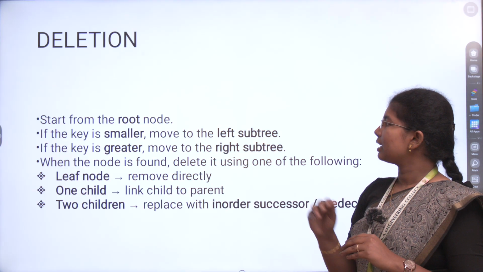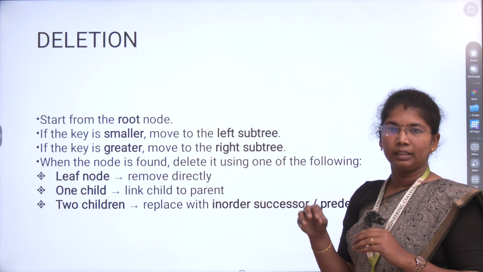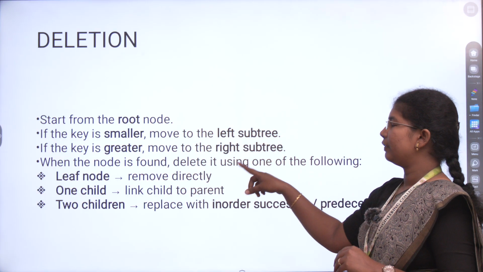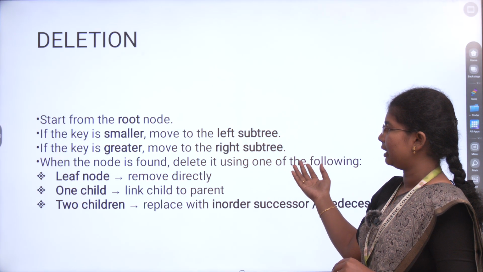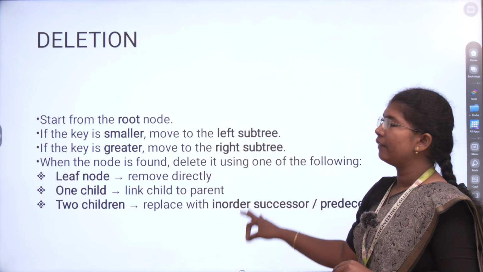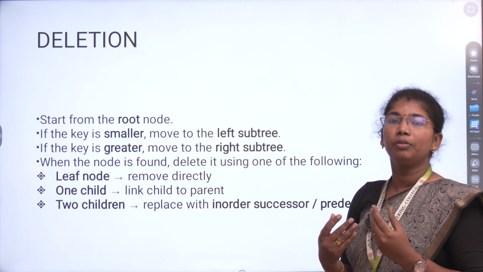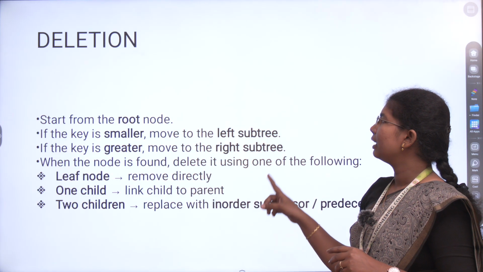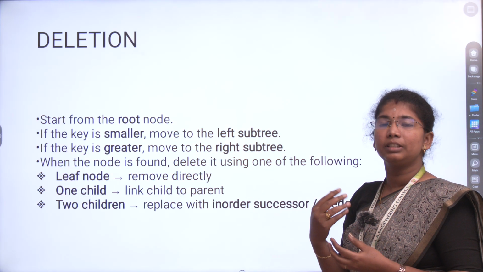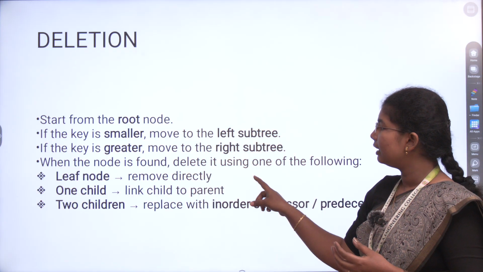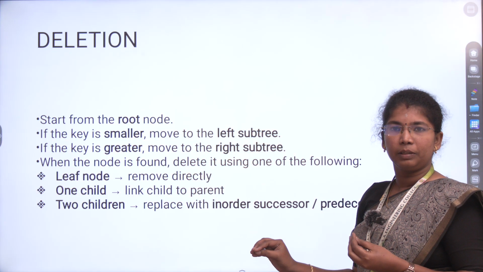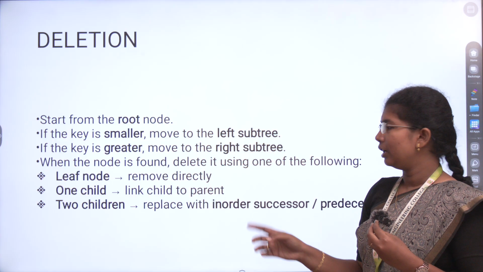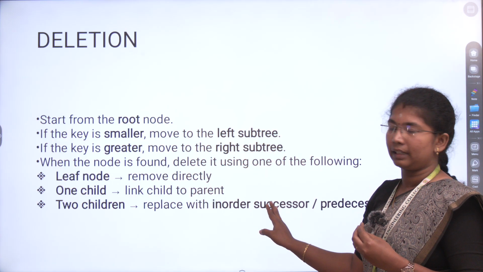Then deletion, starting from the root node. Everything starts from the root node. If the key is smaller, move to the left subtree. If the key is greater, move to the right subtree. Here we have three rules for how to delete a value. The first one: if the value that you are going to delete is present in a leaf node, you can directly remove it. You don't have to do anything extra.